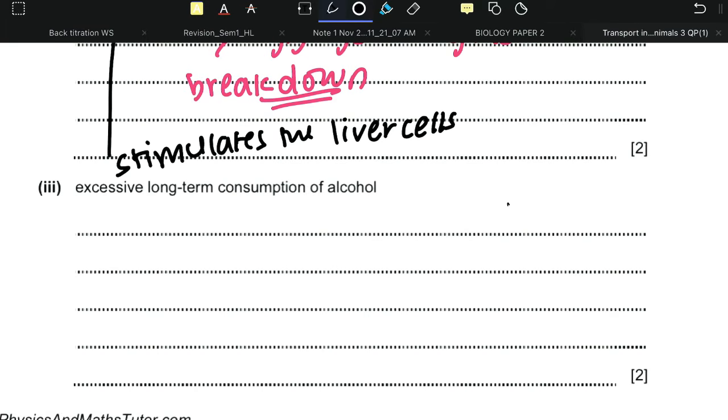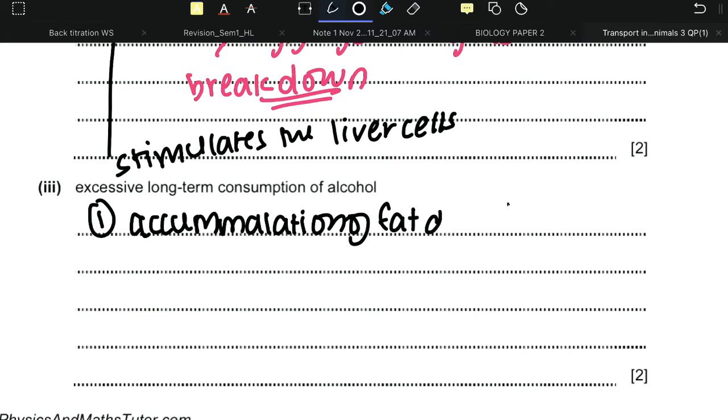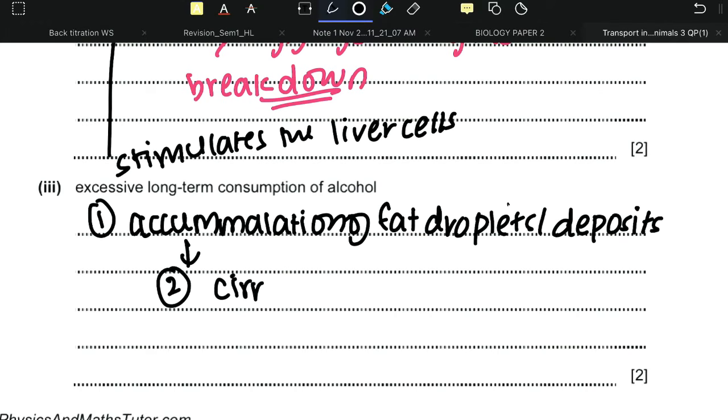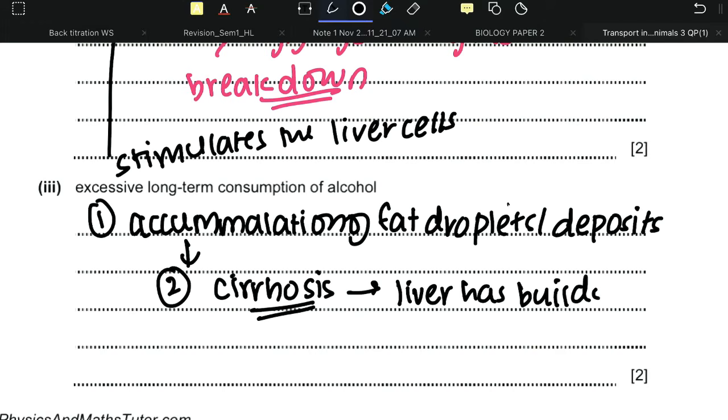Excessive long-term consumption of alcohol. So you have to talk about what exactly does alcohol do? All right, what are the effects of alcohol consumption? So alcohol consumption, specifically on the liver, can cause the accumulation of fat droplets, right? Accumulation of fat droplets or deposits, you can say fat droplets or deposits, and this accumulation can in turn cause a condition called cirrhosis, which is basically where your liver becomes quite full of a buildup of fat deposits. So the liver has a buildup of fat deposits.